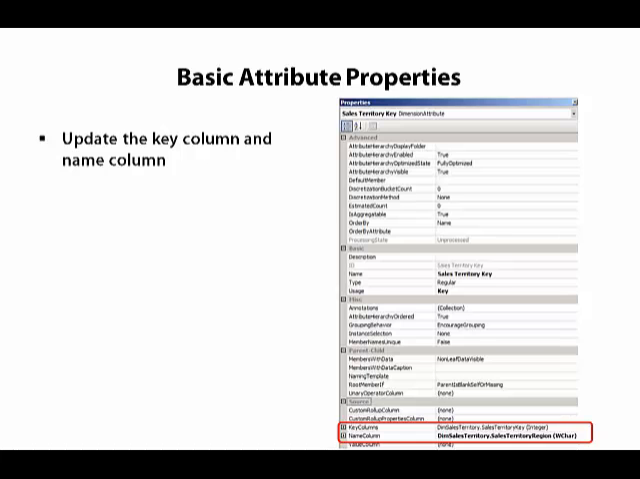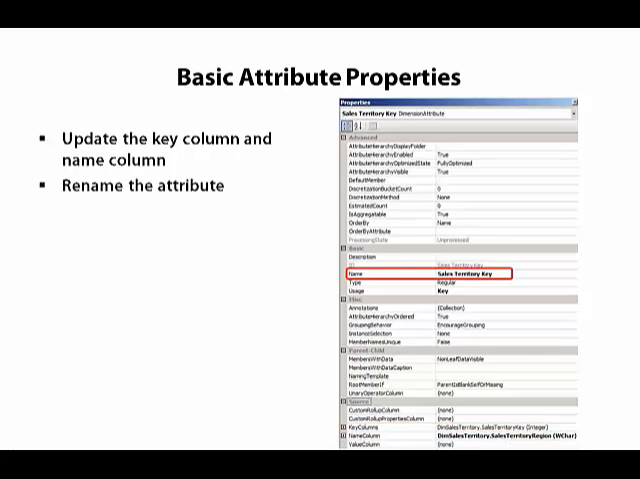name. We can use multiple key columns if necessary to uniquely identify an attribute member, but we can have only one name column. If we need to use multiple columns for the name, we'll need to go back to the DSV and concatenate the columns there as a named calculation, or create a named query to produce a single column with the value that we need.